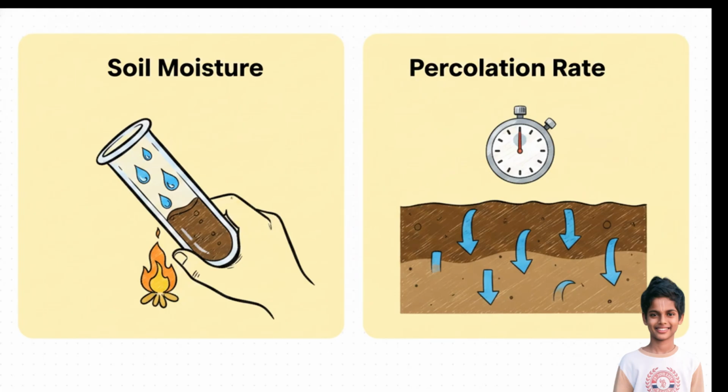Percolation rate, on the other hand, is the rate at which water actually exits or drains through the soil. If a soil is well drained, percolation is rapid. But if it has a poor percolation rate, it holds on to too much water for way too long, which can actually drown and harm the plant roots.